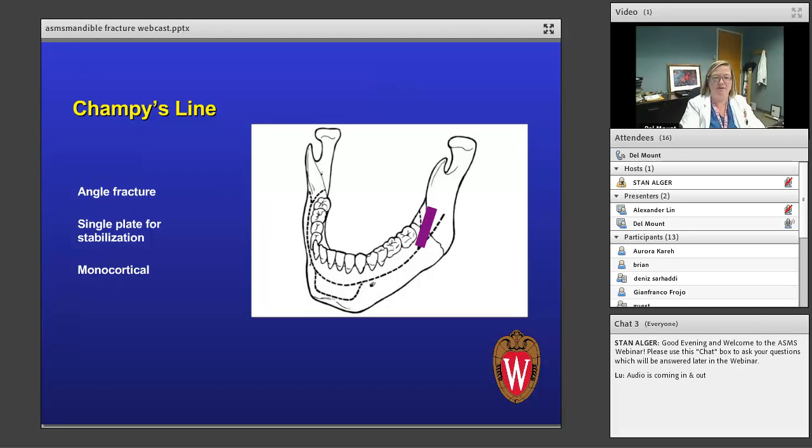Oh, I'm seeing an arrow from somebody. Is that you, Alex? There's a green arrow that just came in.